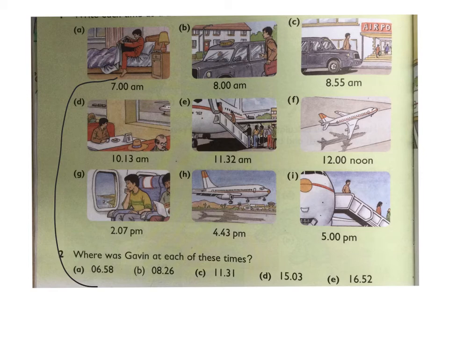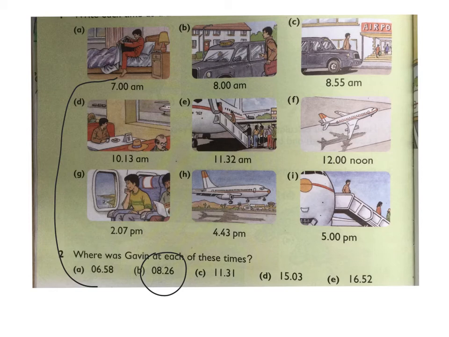Okay. So the next one was 8:26. So at 8 a.m. he is in the taxi. At 8:55 he has arrived. So 8:26 is in between both those times. So where was Gavin at 8:26? He was in the taxi. Okay, so he's journeying in the taxi, and you can see he was going to the airport.